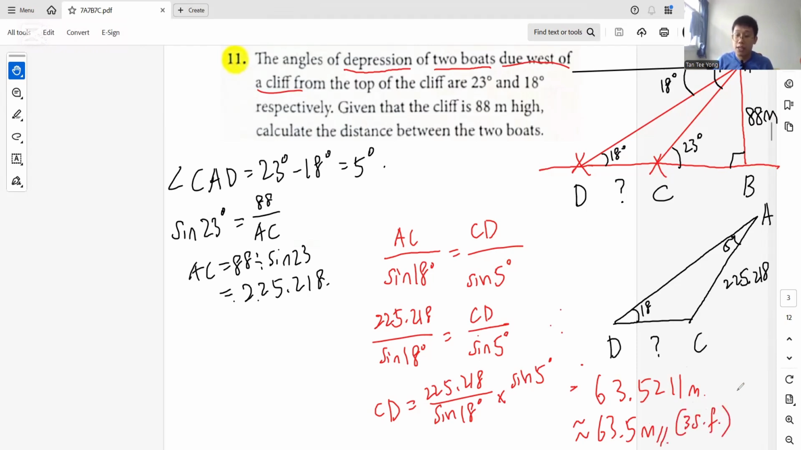Three significant figures. So as you can tell, the distance between the two boats is 63.5 meters. That's it for question 11.